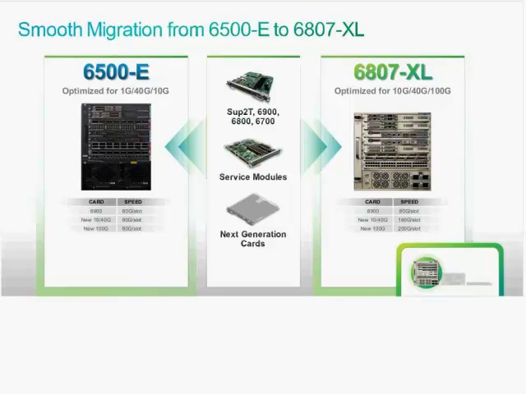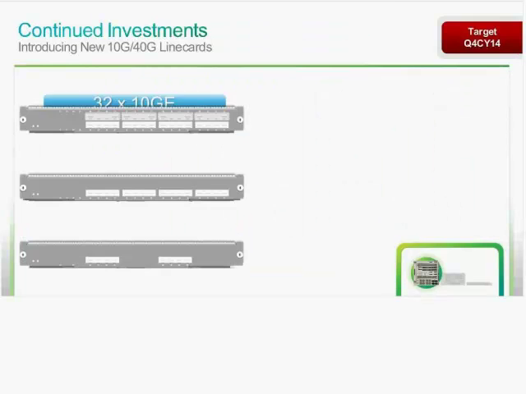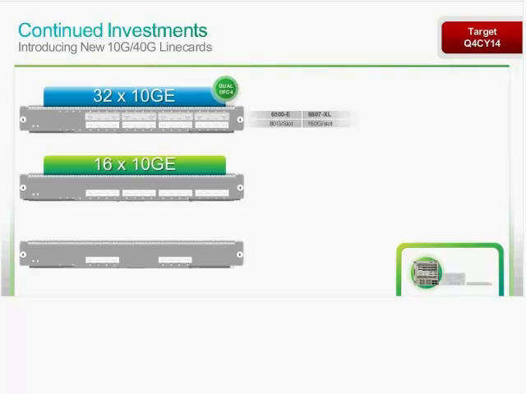So key message, 6500 being there for 14 years and will continue going forward, plus it has its own next generation 6807 for higher scale and performance with 880 gig, making the network capacity work for you for another decade. Now, in addition to that, as I mentioned, there are a few new line cards we are talking about.